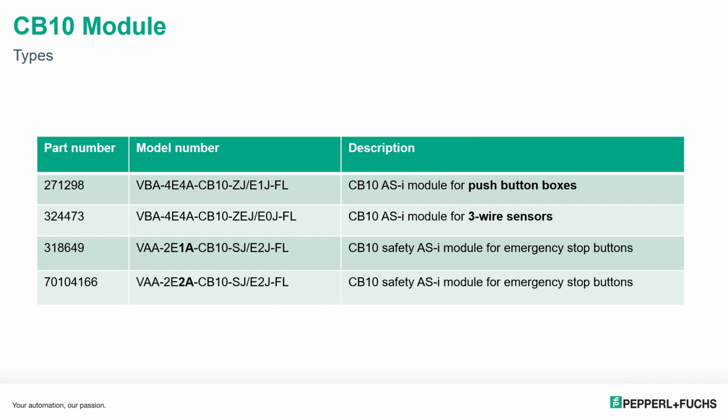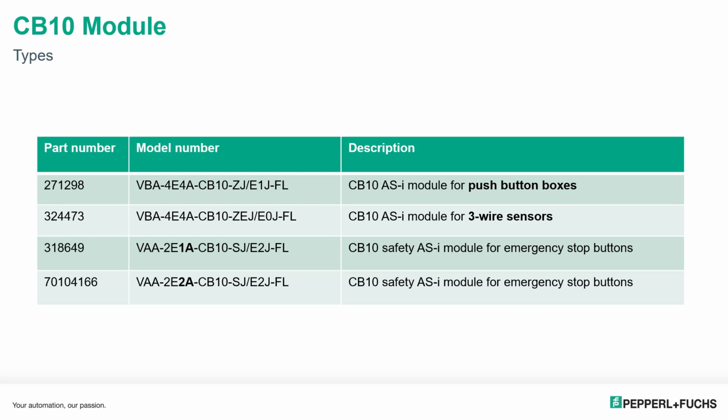Here are the 4 models we have of the CB10 module. The top 2 models will cover your standard push-button boxes and 3-wire sensors without safety. Again, you can have up to 4 inputs and outputs on those. Next are the 2 safety models shown below. You can see that both models have 2 safety-related inputs, and one has 1 conventional output, and one has 2 conventional outputs. Whether or not you can use up to 2 conventional outputs really depends on the level of safety your devices need. The non-safe conventional outputs are great for things like lighting up LEDs, which could also be in the box.